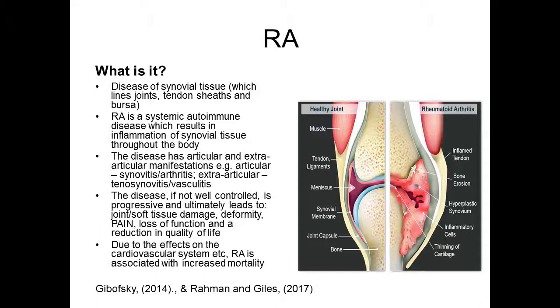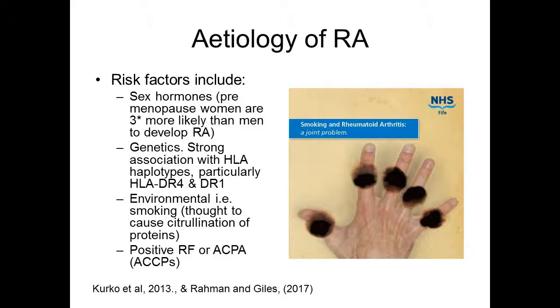So the cause of rheumatoid arthritis, again, a bit like osteoarthritis, is multifactorial. There is no one thing that causes rheumatoid arthritis. It is a number of different factors. Risk factors include things like sex hormones. Premenopausal women are 3 times more likely than men to develop rheumatoid arthritis. So there is a hormonal component.